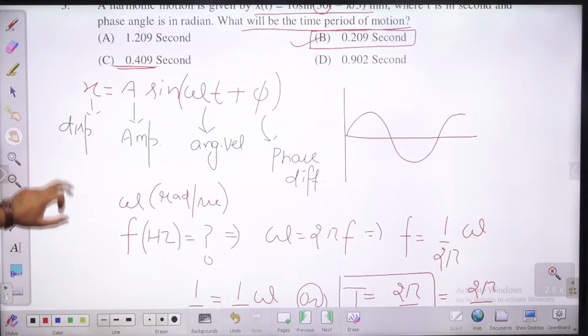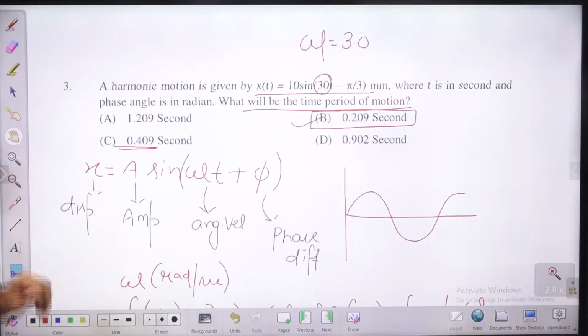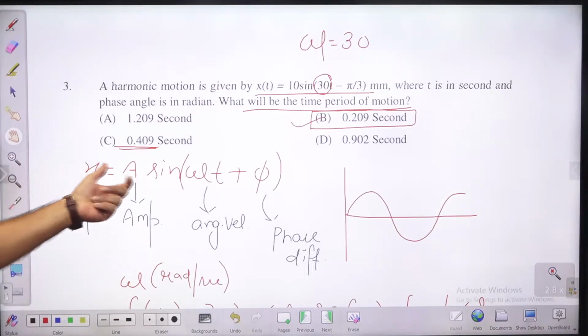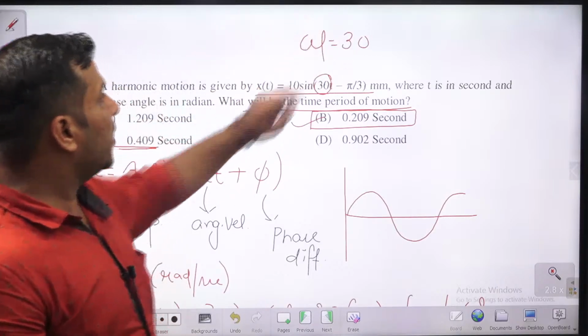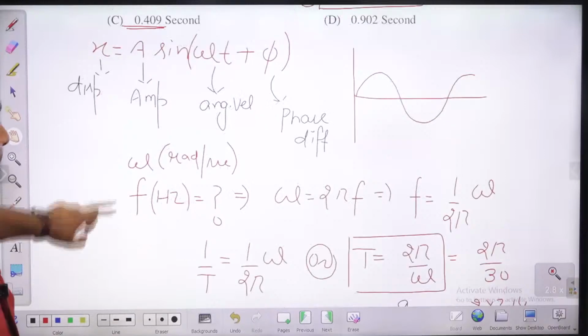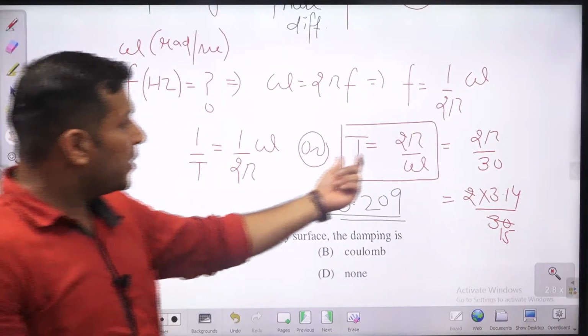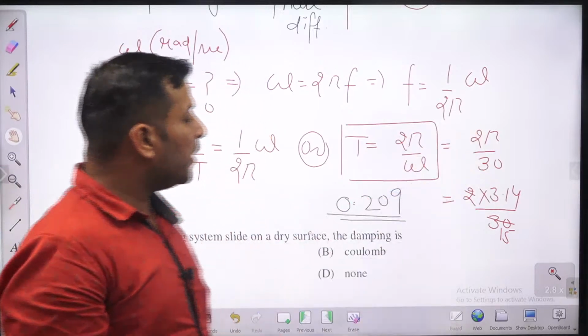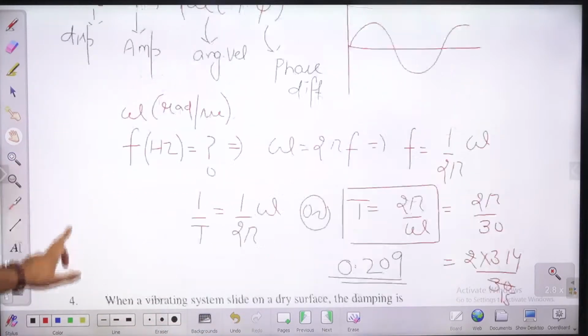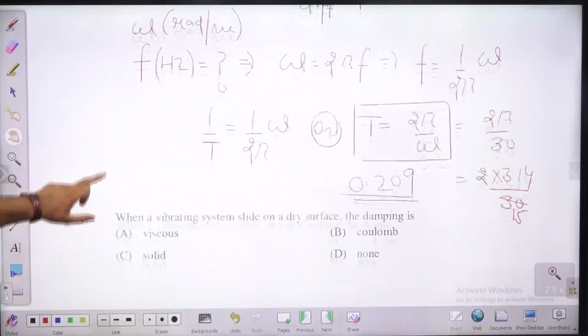A special kind of periodic motion in which acceleration is always directed towards the mean position is known as what? That is known as the harmonic motion. And in harmonic motion, we represent it as a function of sine or cos, x equal to a sin(omega t plus phi), where phi is the phase difference. So if you compare it here, this and this, you will get omega equal to 30, and time period is equal to 2 pi by omega, angular velocity. If you put the value 2 pi by 30 here, you will get the answer 0.209 second. B will be the right answer, guys.